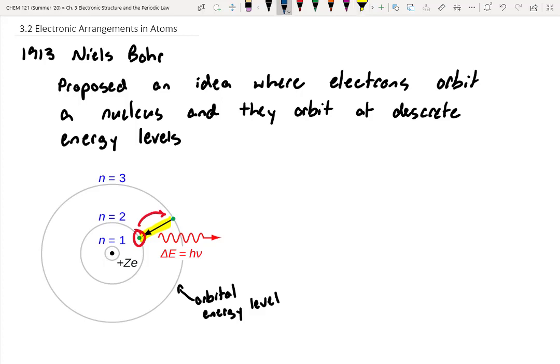One of the key takeaways from this is that there are discrete energy levels. This idea of discrete energy levels has actually held true for quite a while, although the idea of an orbit, like the moon orbiting around our planet, really isn't that true for electrons. Electrons are kind of funky, and so we'll talk about that later. All right, and this is pretty interesting.